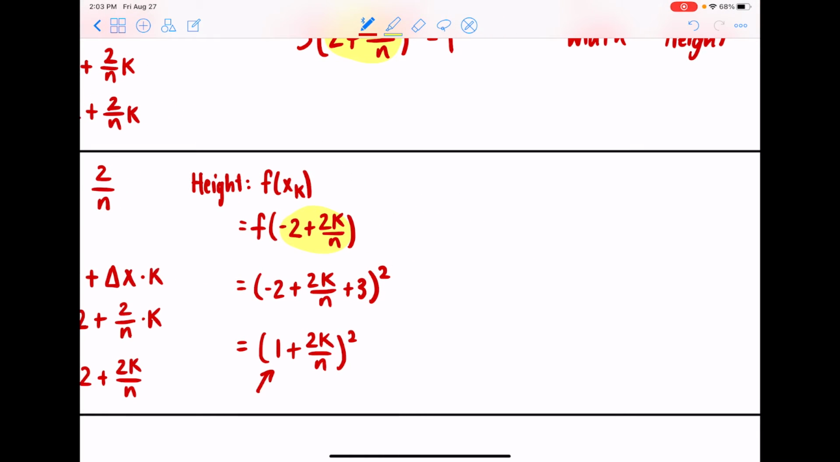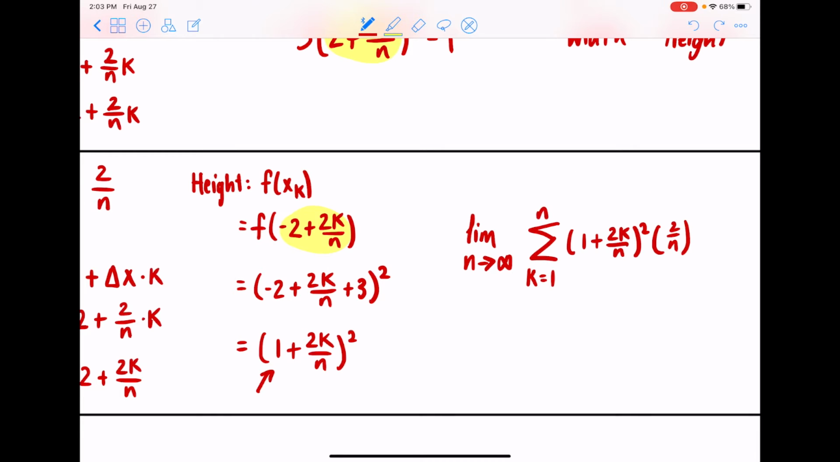So let's add them all up. You ready? We're going to take the limit as n approaches infinity, because we want to get the exact area, of the summation from 1 to n of the height of all these. So that's our 1 plus 2k over n, squared. That's our height times our width, which is 2 over n. Sometimes the 2 over n will come out in front of the summation because it doesn't have a k in it.